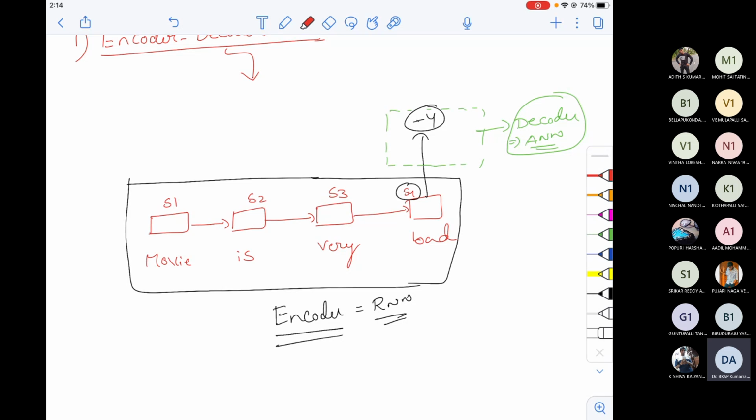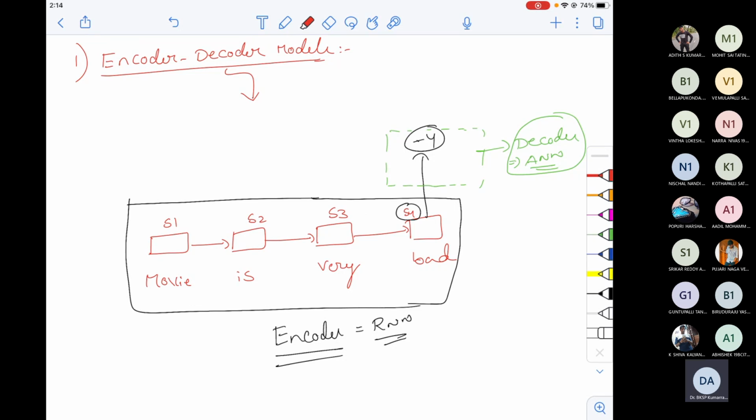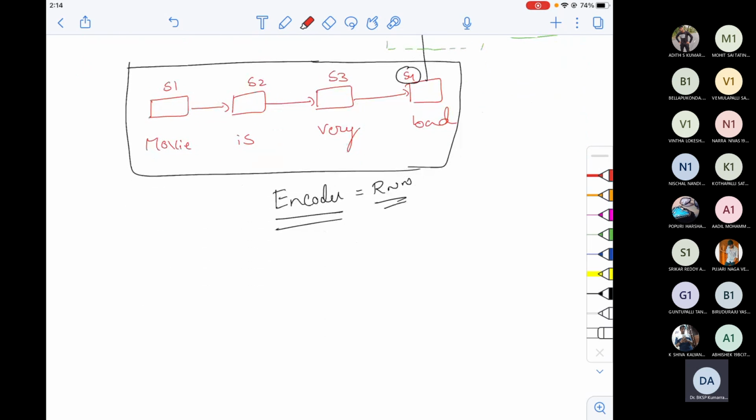So that means the sentiment analysis application that we have seen already has the concept of encoder and decoder, but I have not mentioned this while we were discussing this application. Okay, so it's very, very important, guys. I'll tell you one interesting aspect also.